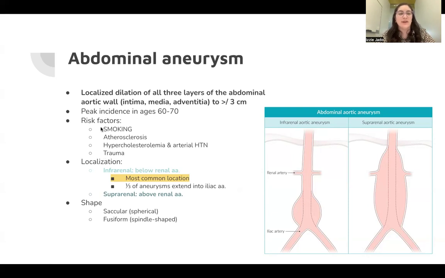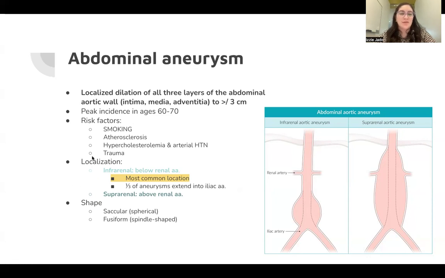Smoking is a huge risk factor for an abdominal aneurysm. So also atherosclerosis, hypercholesterolemia, arterial hypertension, and trauma. So there can be various things in your patient's history that may potentially point to this.